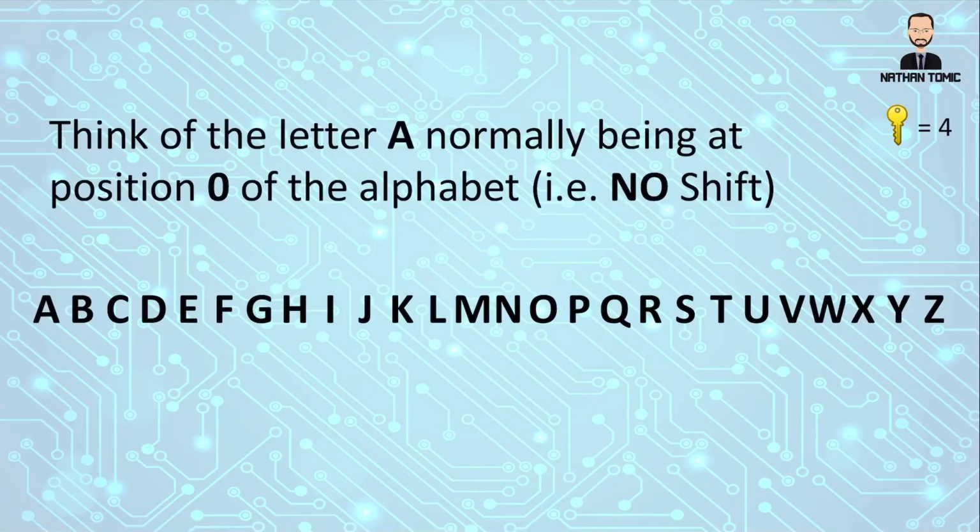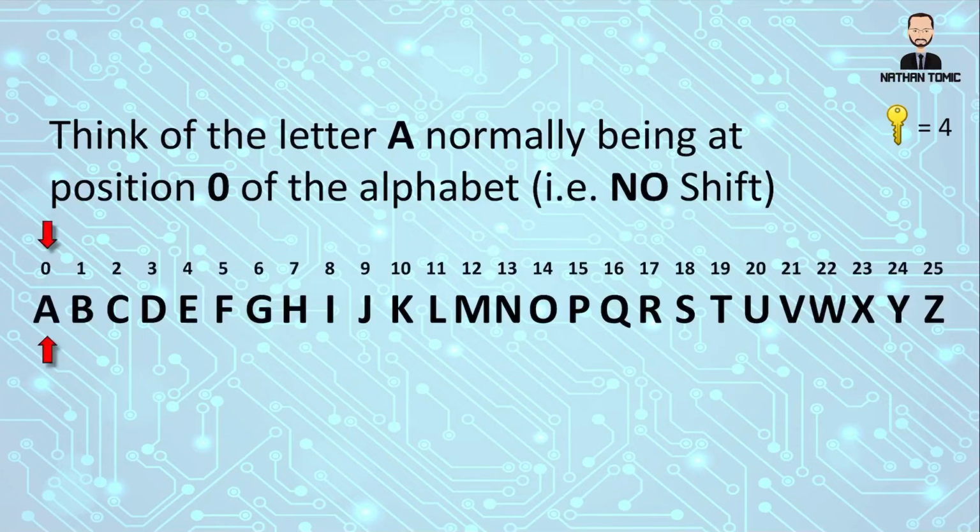Now let's start thinking about the letter A normally being at the position 0. Now we use 0 for a few reasons. Firstly, because it works really well with computer science, where we don't want to waste that 0 value. We want to always use all the values in a list. But also we can think of it as having not shifted. There's 0 shifting of the letter.